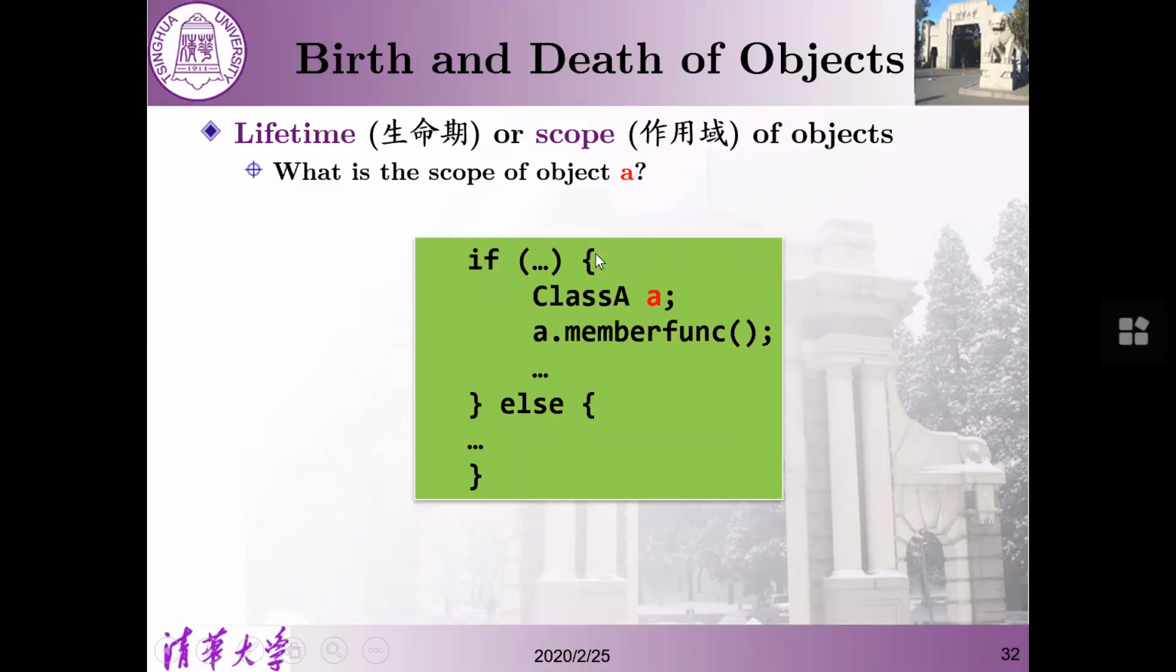We can see here, it is born here, right? It's created here. So the scope of this object is this curly brace, right? So this object will die here. Outside this scope, we cannot access it, right? So this is the scope, or the lifetime, of this object A.